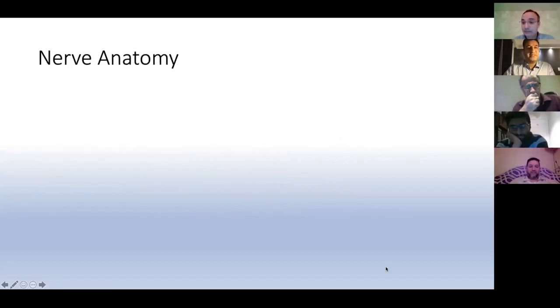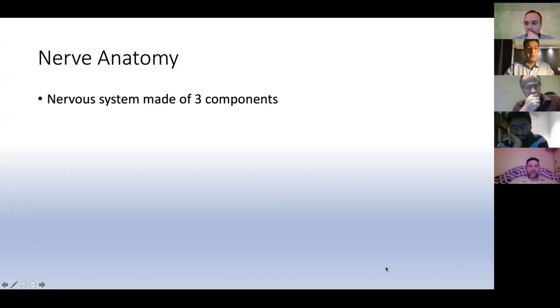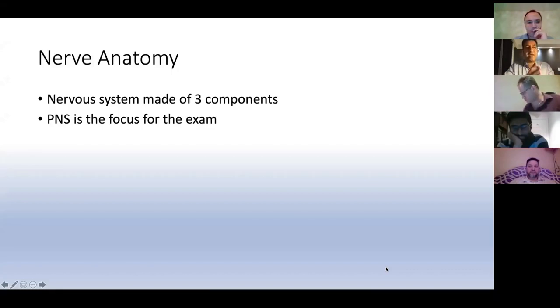Now, the nervous system itself is broken down into 3 main parts. There's the central nervous system, which consists of the brain and spinal cord. There's the peripheral nervous system, which essentially relays information from the periphery to the brain and vice versa. And then there's the autonomic system, which is responsible for sympathetic and parasympathetic function. And the peripheral nervous system is really the focus for the exam. This is what you're going to mainly be tested upon.